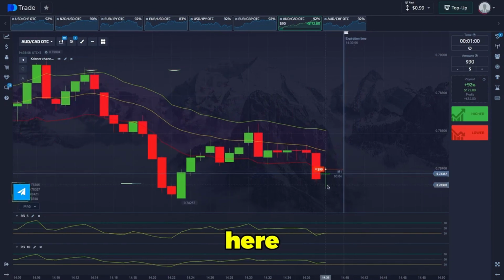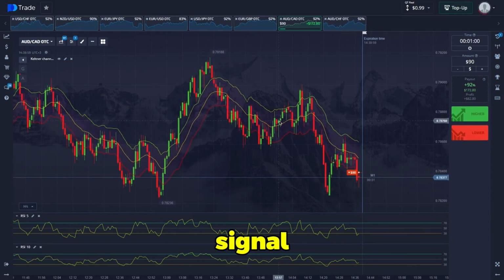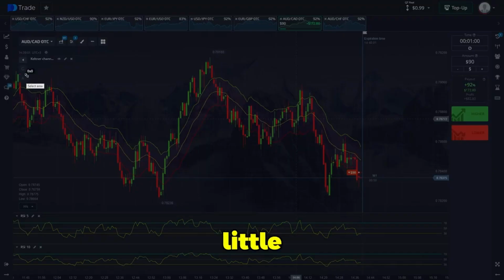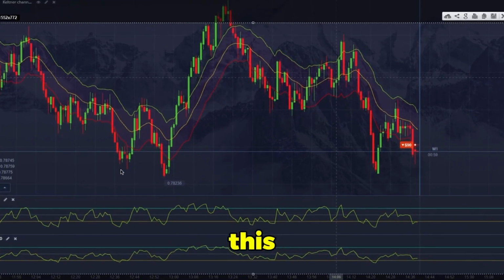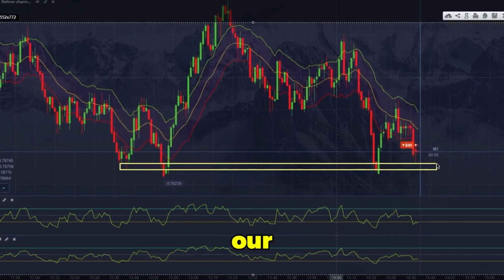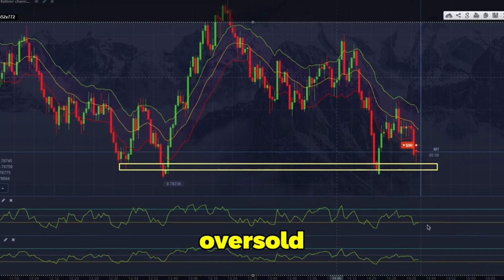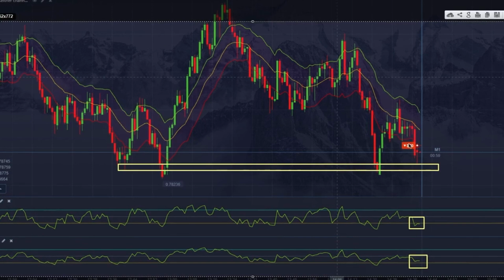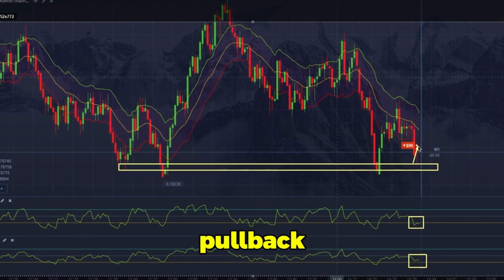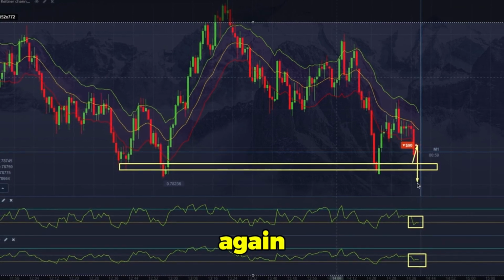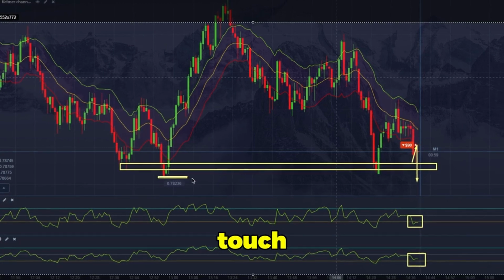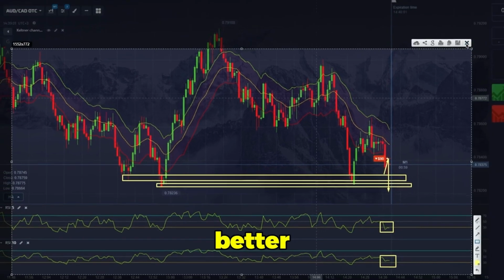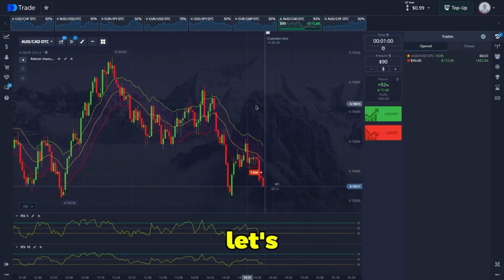Earlier, we could have opened it here to go up. It would have been the right signal. But now in our case, the entry principle is a little different. We have a support area. This is our first touch point, and one of the oscillators crossed the oversold area. But the second oscillator did not do this. And accordingly, on the second pullback, we opened the deal again to decrease. I think that we should touch a lower level. So here we better open the deal to decrease. Let's watch the result.